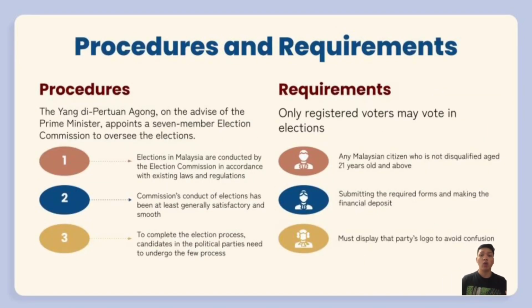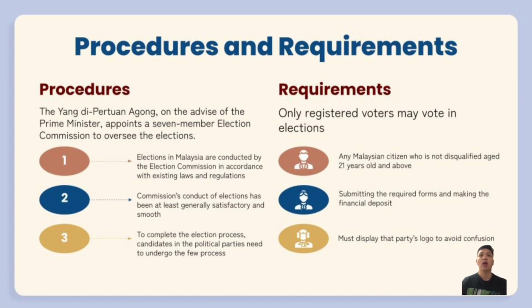Proceed to the procedures. To let you guys know, the Yang di-Pertuan Agong appoints a 7-member election commission to help oversee the elections. Basically, the elections in Malaysia are conducted by them in accordance with existing law and regulation. The commission also conducts elections generally smoothly and satisfactorily. In order to complete the election process, candidates must undergo a few processes.